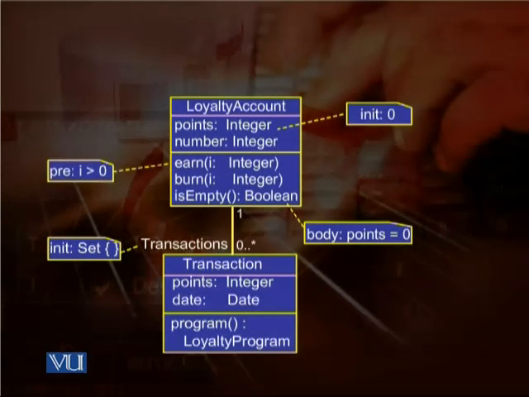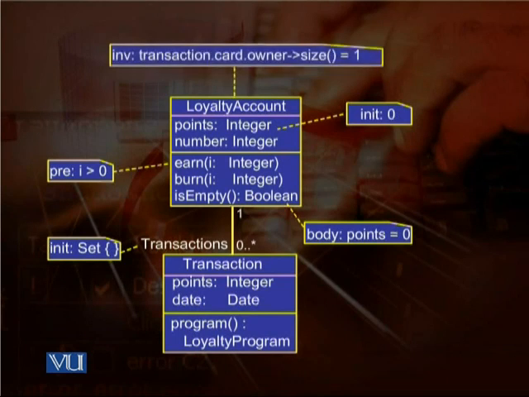Now here is our famous old precondition. We have associated this precondition with the method earn, and we are saying that i is greater than 0, where i is the input value. That is, the number of points to be earned must be greater than 0. You cannot pass 0 or a negative number here. It must be a positive number. So this is a precondition that we have.